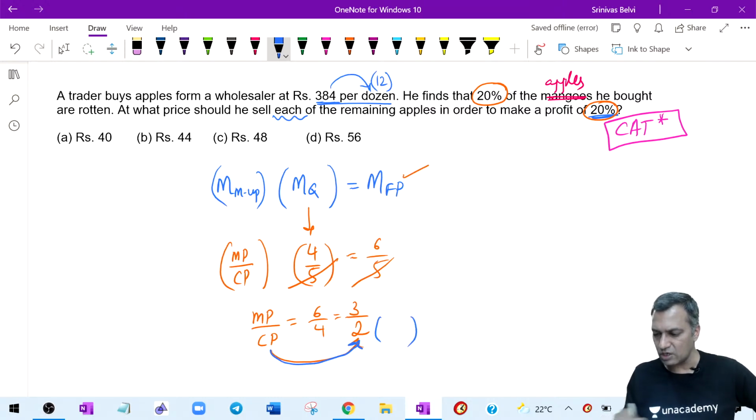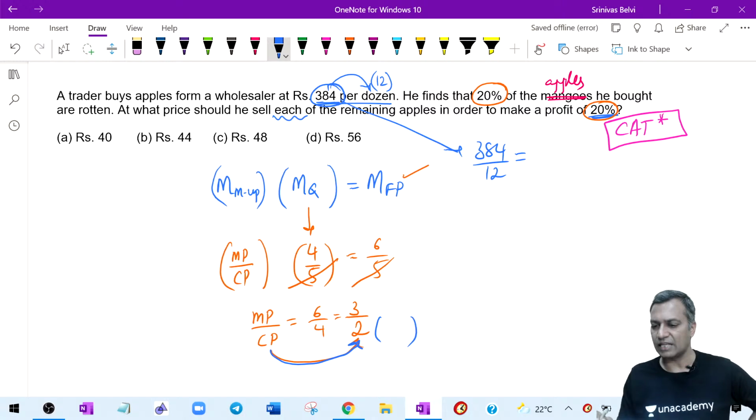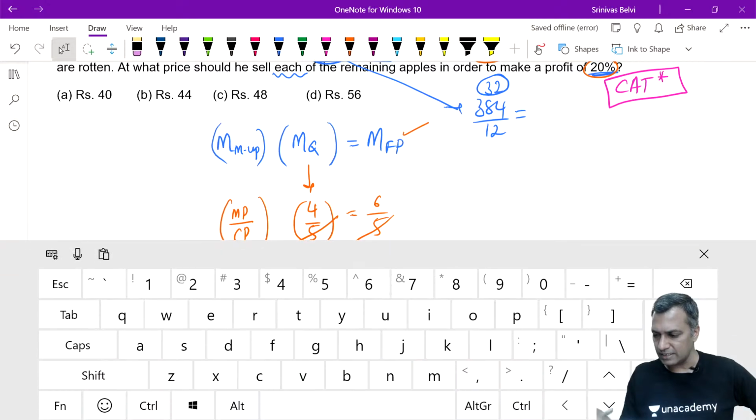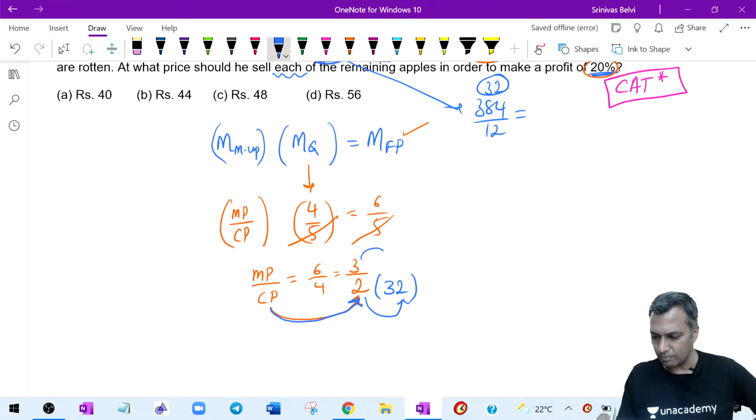But what is the actual cost price per apple? I can calculate 384 divided by 12. In other words, you've got to increase by 50% anyway. So we'll do this: 12 three times, 12 three times, 12 two times. 32. Already you are saying that 2 is symbolic of 32. If 2 implies 32, then 3 implies 40. Simple calculation. 2 means 32, 1 means 16. Therefore, it is nothing but 40.